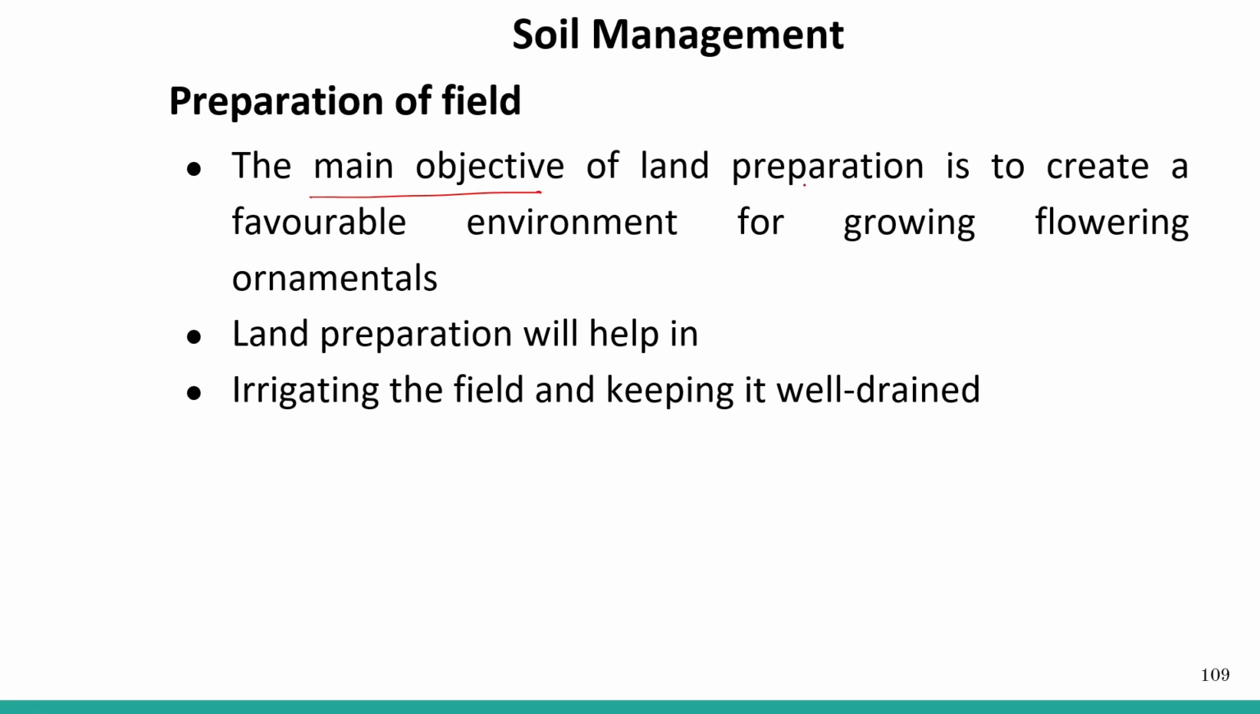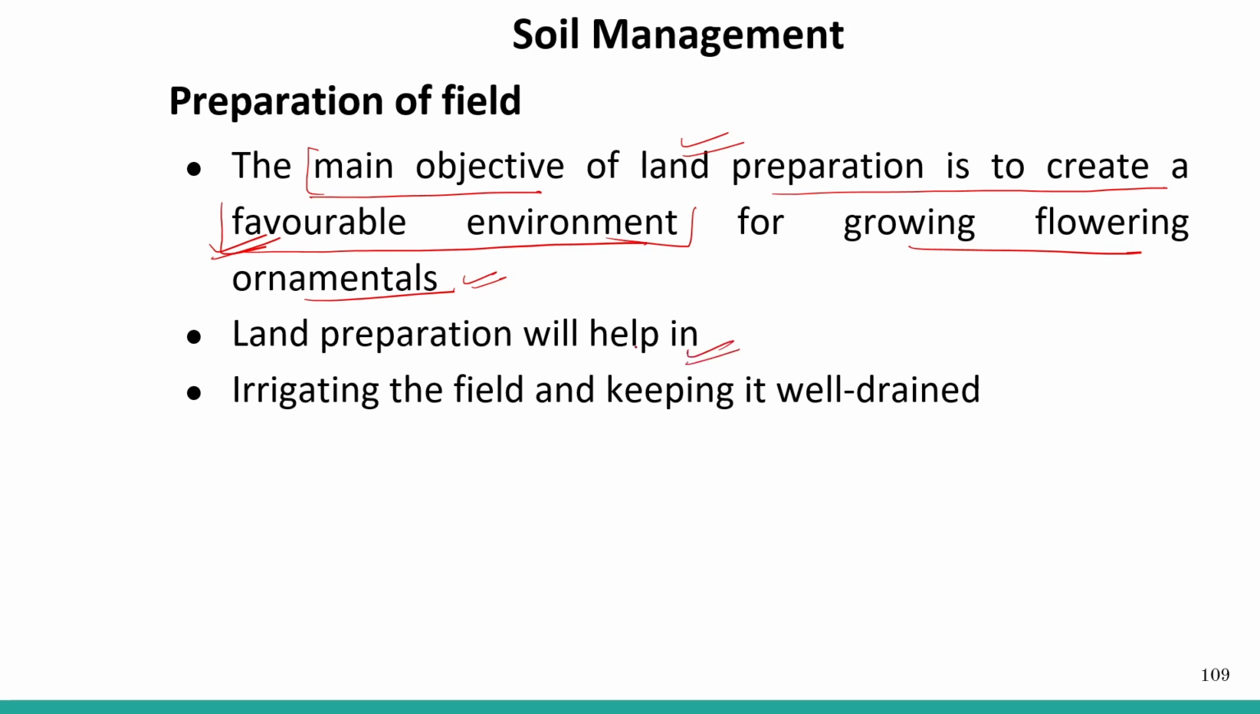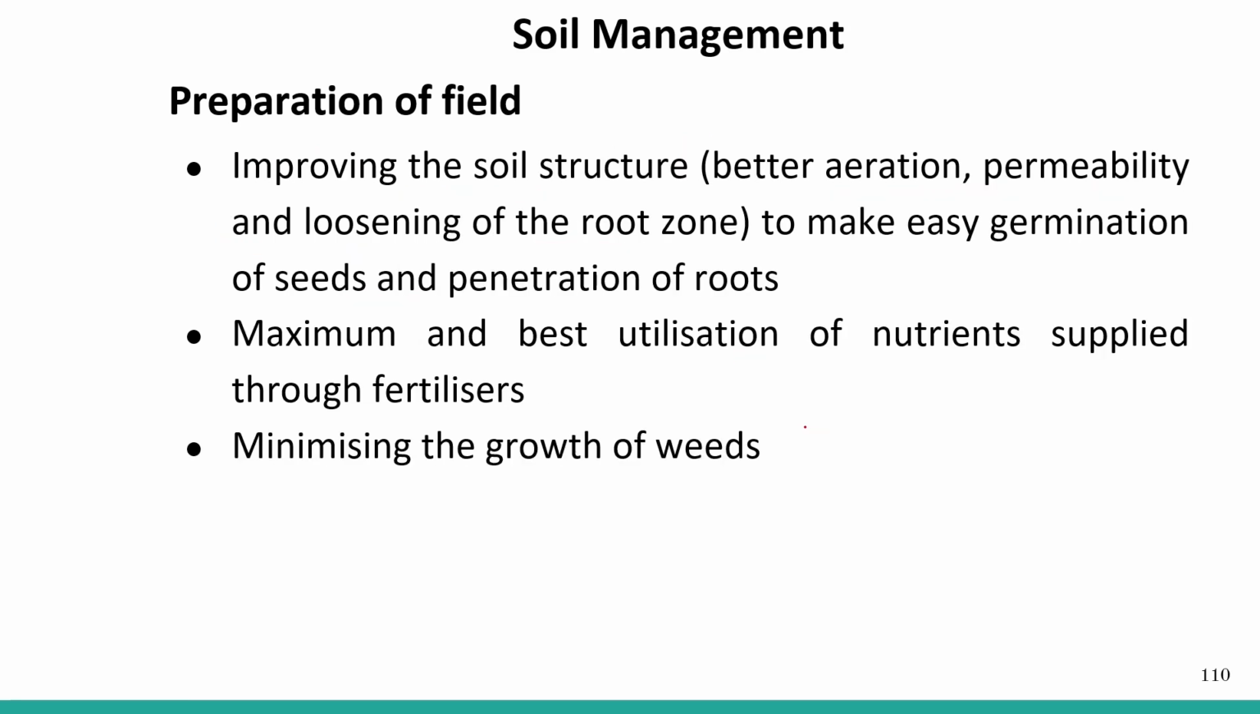The main objective of land preparation is to create a favorable environment for growing flowering ornamentals. So what is the main objective of this land preparation? So that we could create a favorable environment, right? A favorable environment for growing flowering ornamental plants. So land preparation helps in that way. Irrigating the field and keeping it well drained. So we must irrigate the field so that it is well drained with the water.